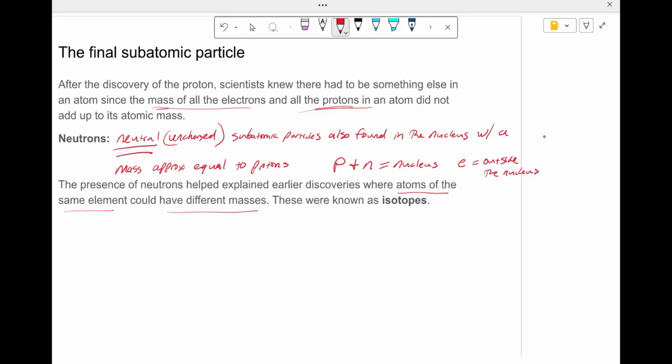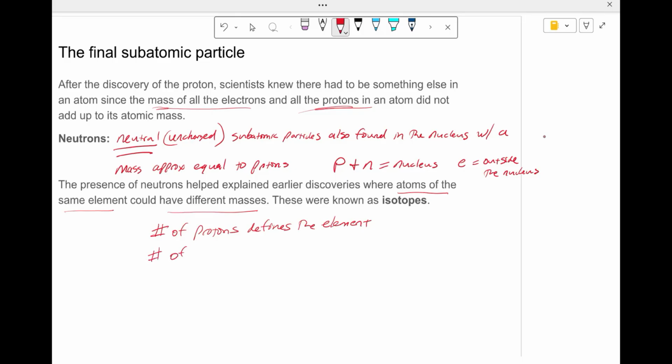So each of these three subatomic particles give an atom a certain characteristic. First of all, the number of protons defines the element. What makes one element different from the other is how many protons it has. So you'll never find, say, a carbon atom with the same number of protons as oxygen. So all atoms of the same element have the same number of protons.